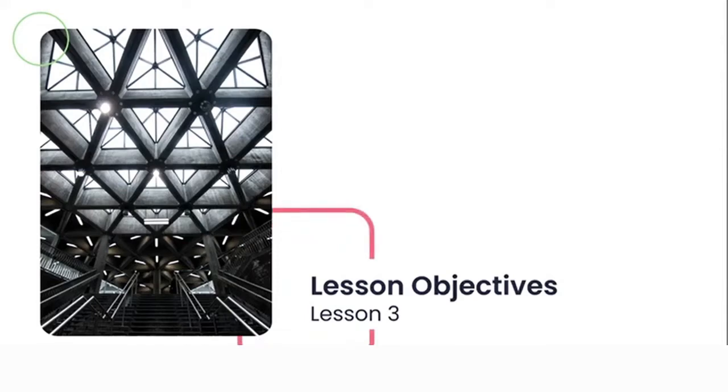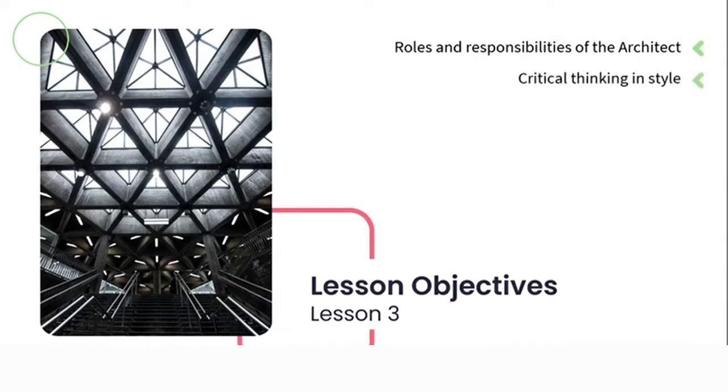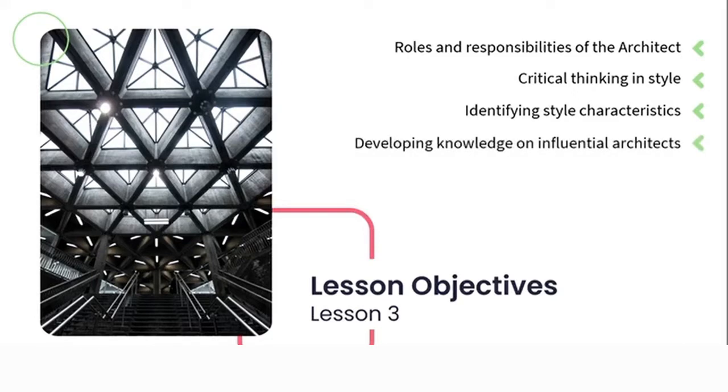We start off by looking at our core objectives for today's lesson. Firstly, we look at understanding the roles and responsibilities of the architect. We look at some of the critical thinking when it comes to style, as well as the ability to identify style and the style characteristics. We also start developing knowledge in pioneering and influential people in the design and architectural industry.